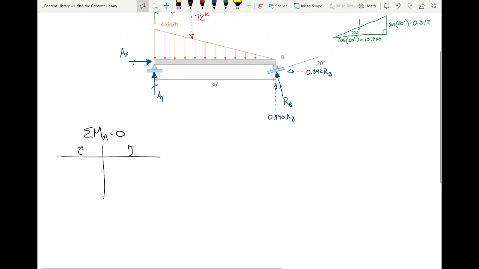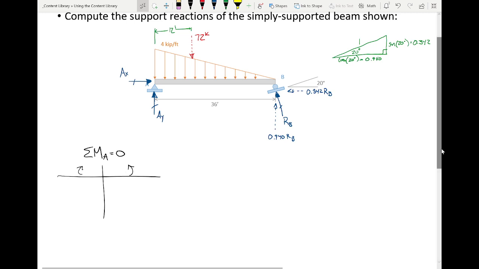All right, so let me do this down here. If I sum moments at A, I don't have to consider AX, don't have to consider AY. I got 72 times 12.